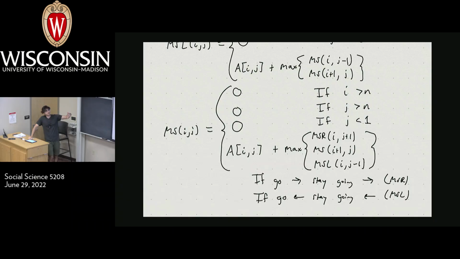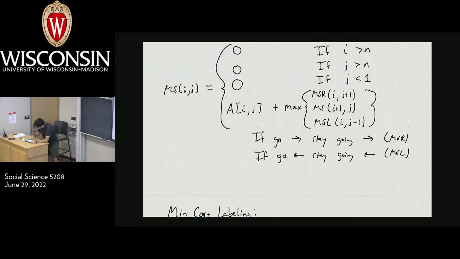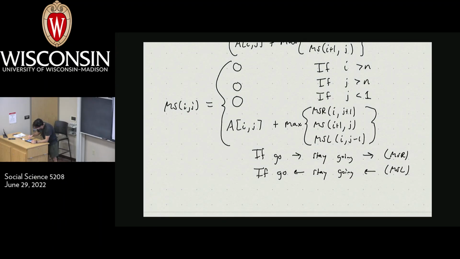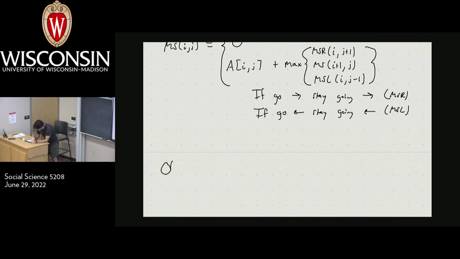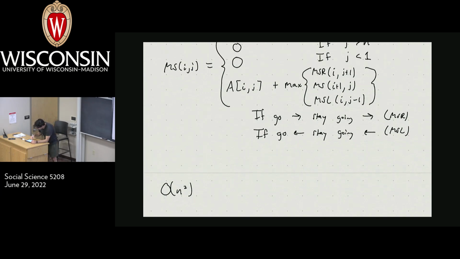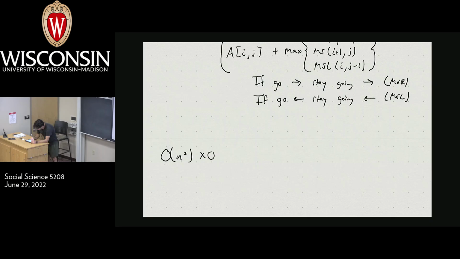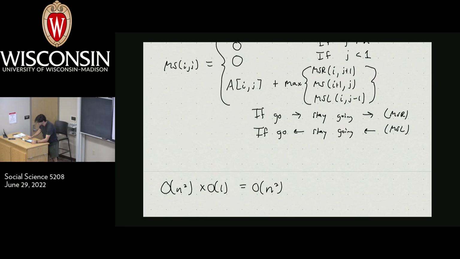Now, assuming we've pre-computed MSR and MSL the same way as in the previous problem, then the running time will be n squared. So there's n squared subproblems just like before. There's no change there. And the amount of work per subproblem is O of 1 because we're just doing an addition and a max of 3 things. Again, we're assuming MSR and MSL are already computed, so those are constant time.